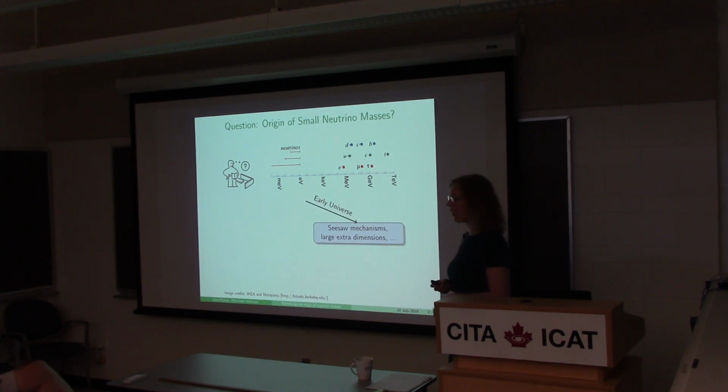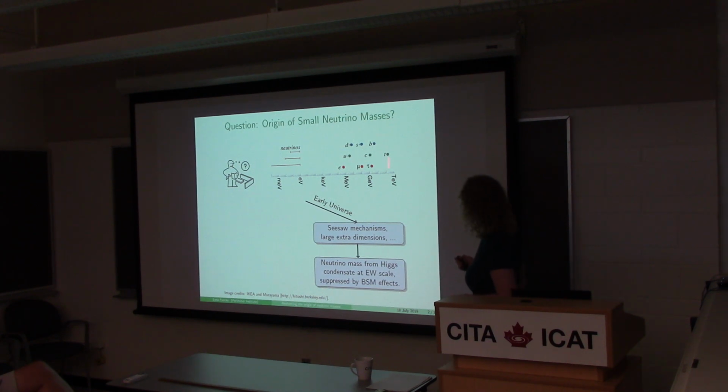What people usually do is they develop a new model at very high energy scales, which becomes manifest in the very early universe. For example, the seesaw mechanisms or models involving large extra dimensions. All of these models become manifest at GeV or much, much higher energy scales, which become important in the early universe. And in those models, the neutrino masses are connected in one way or another to the Higgs mechanism. So it's assumed that we get a mass from the Higgs condensate at the electroweak symmetry breaking scale, and then we have some new beyond standard model physics effect that suppresses those masses.